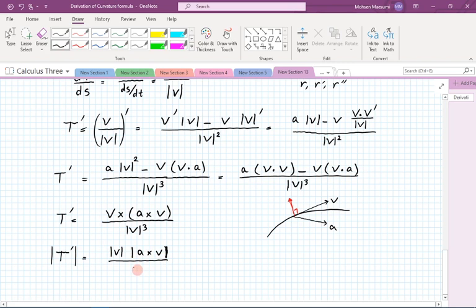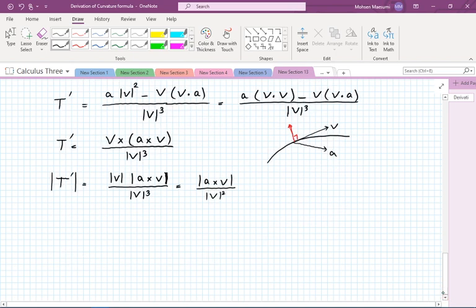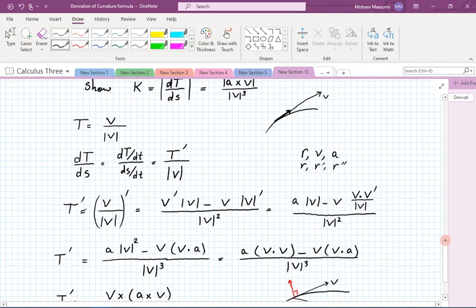divided by cube of speed. Well, one of these cancels one of those, and I get a cross v over v squared. So we found out what is t prime. Now what do we do with that? We have to calculate t prime over v.